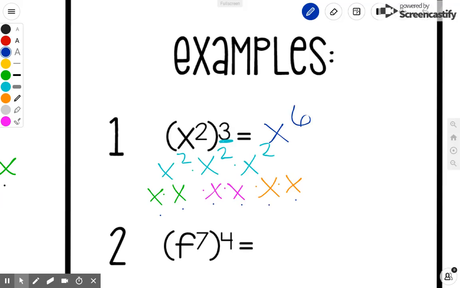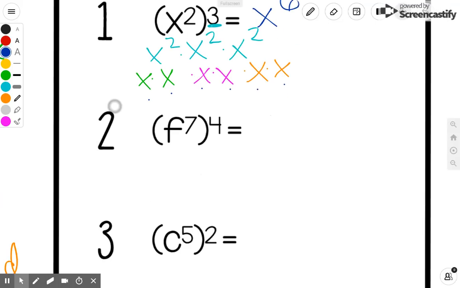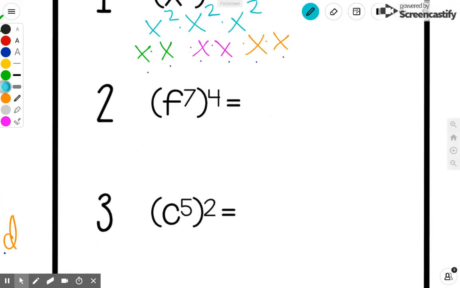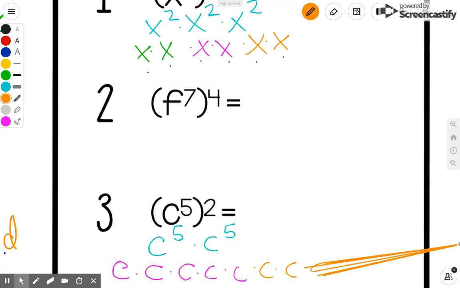Okay. The next one, actually I'm going to skip the next one and jump to the third one. So it's c to the fifth squared. So that means I've got c to the fifth times c to the fifth. Okay, and then let's expand that further. C times C times C times C times C. So that's 1, 2, 3, 4, 5. And then I've got C times C times C times C times C. So that's 1, 2, 3, 4, 5. Okay, so now I need to count up how many total I've got. 1, 2, 3, 4, 5, 6, 7, 8, 9, 10. C to the 10th power.